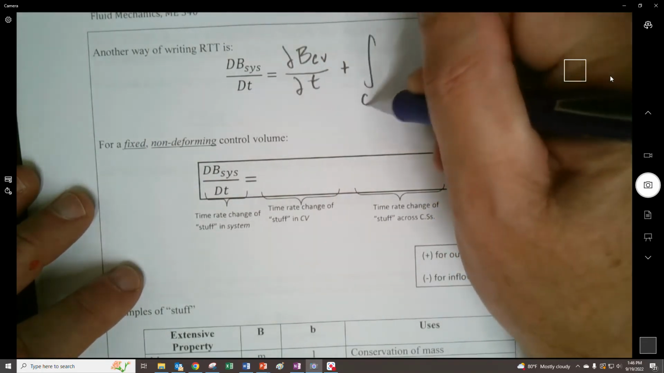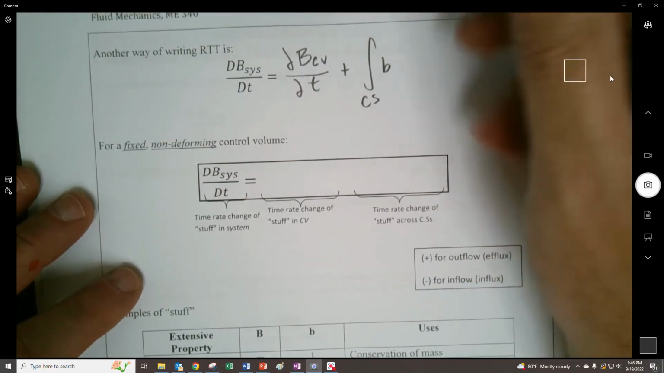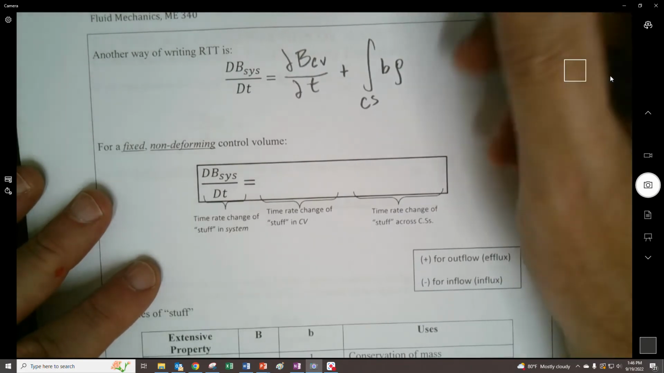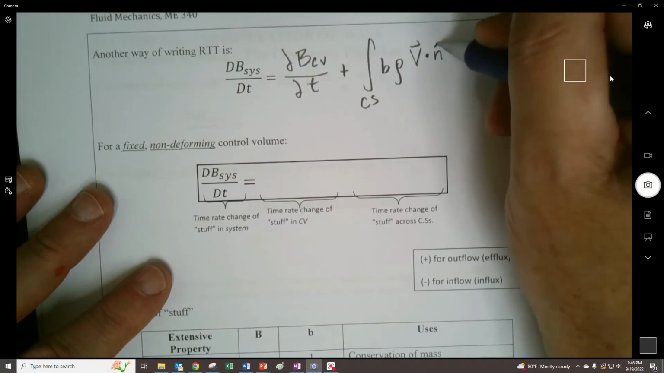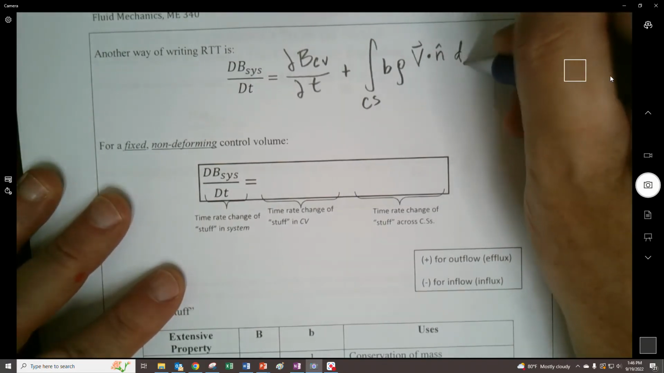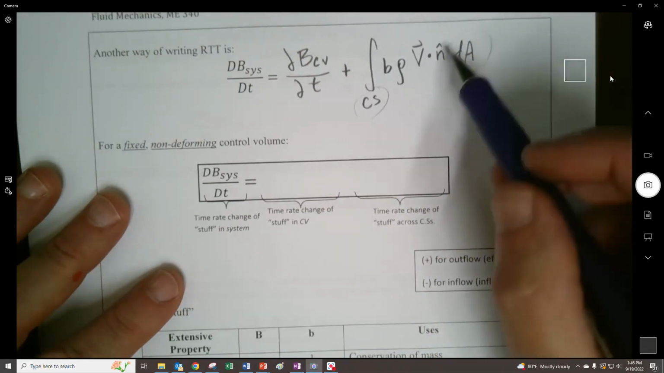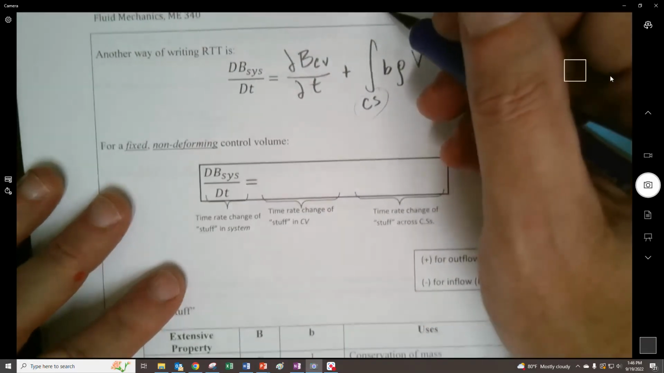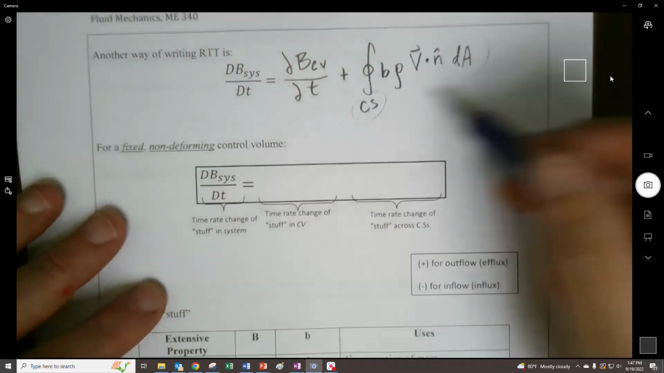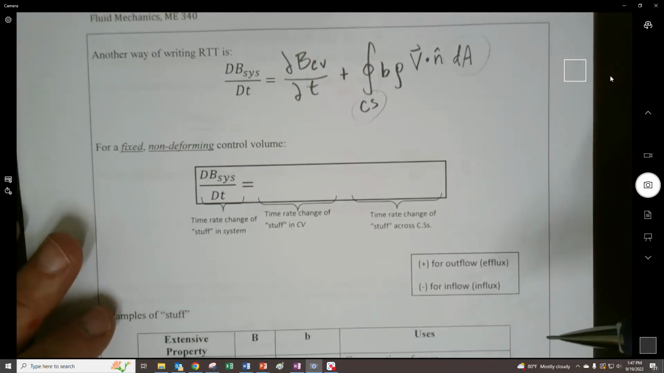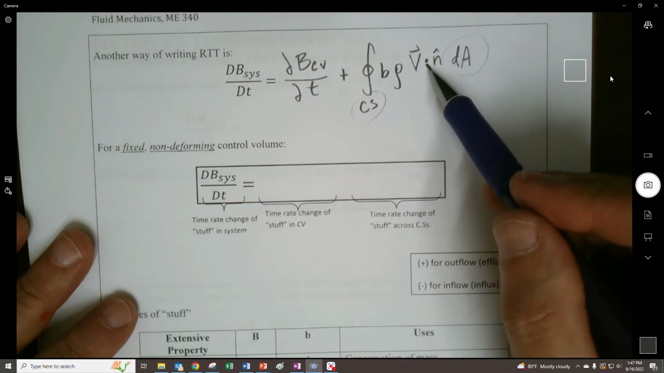And if we have things coming in and out of the control surface, we'll put the B, that's the stuff getting transported, the density right here, and the velocity dotted with that outward normal, and we're taking the integral across all of the control surfaces. Sometimes I'll even put a circle right here. I'm not sure if that's appropriate at this point, but that just means we're going around everything right here. And as I mentioned, that dot product decides positive and negative.